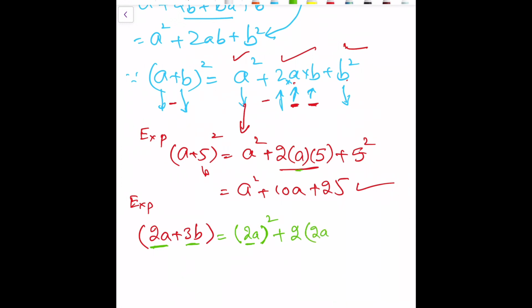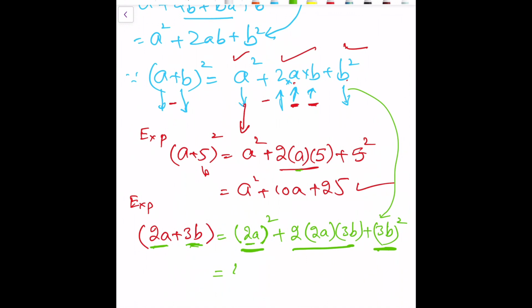Our a is 2a in this example, and then our b is the second term, which is 3b. Then we have b squared, which according to the formula is (3b) squared. So this is our a in this example, this is our b, and this is our 2ab. Now let's simplify this.